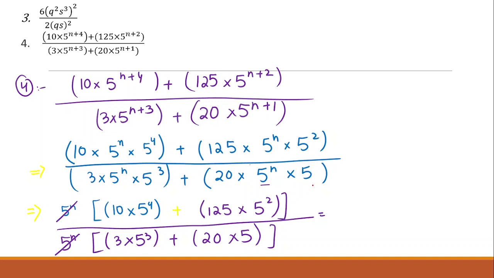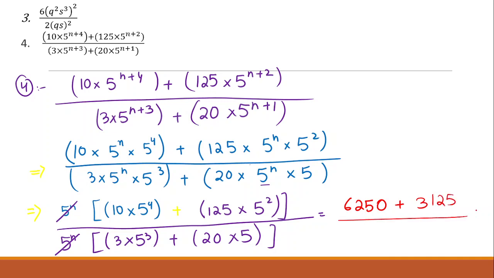So 5 to the power 4 is basically 625. Multiplied by 10 is 6250, plus 5 to the power square, which is 25. 25 multiplied by 125 is 3125.